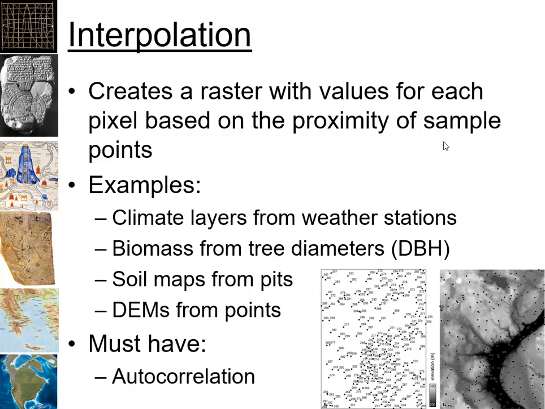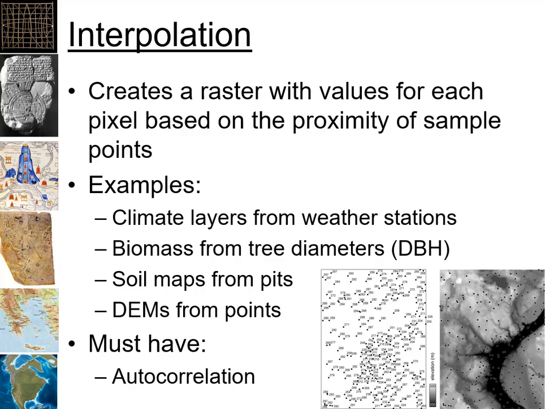Now, interpolation is a very important modeling method, and not necessarily that we're going to use it in this class, but because an awful lot of the data sets that we get, particularly our independent variables, were created using interpolation. So the climate data we get, all kinds of other things, soil maps, DEMs, were all at some point interpolation was used to create them.